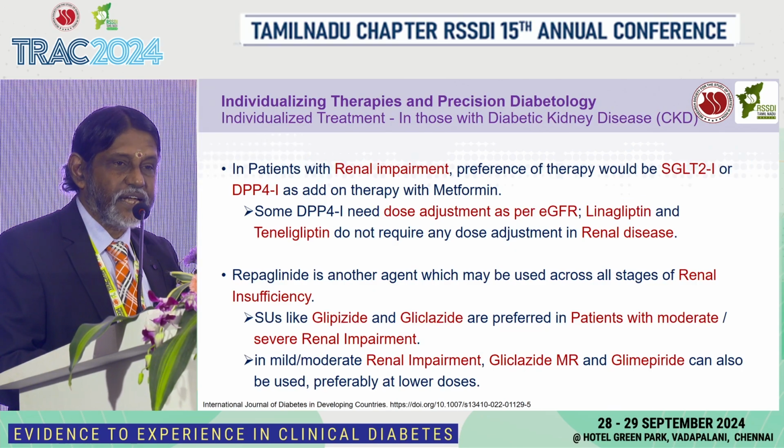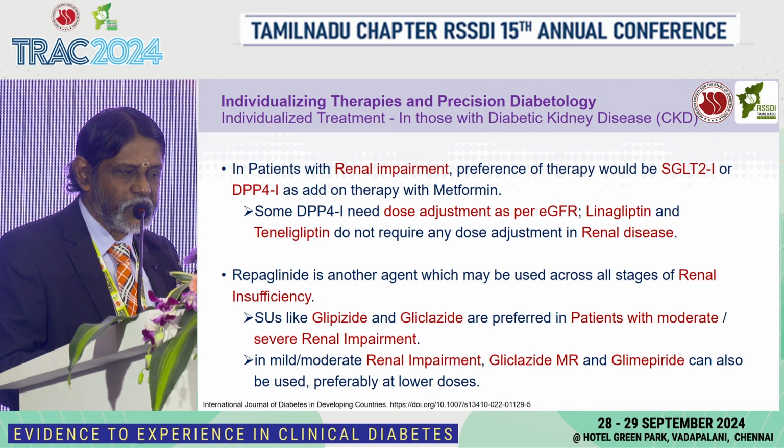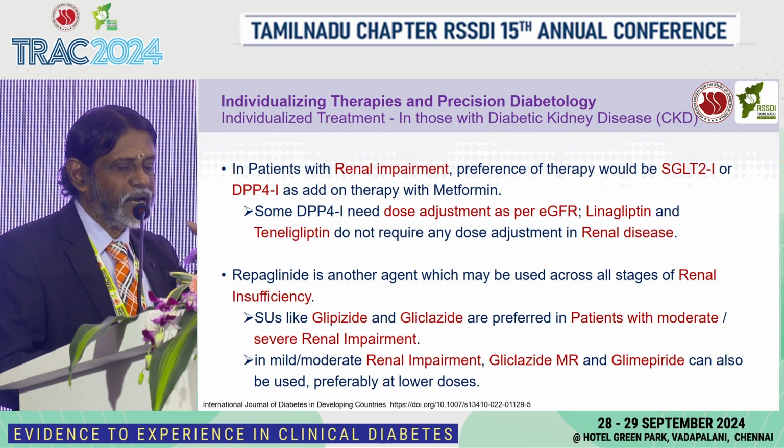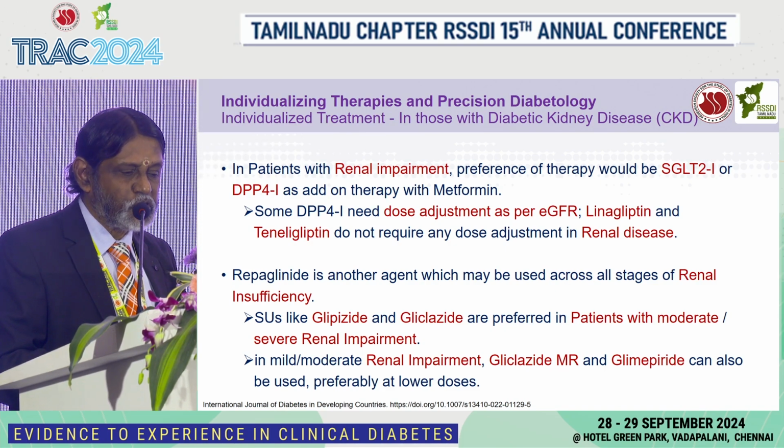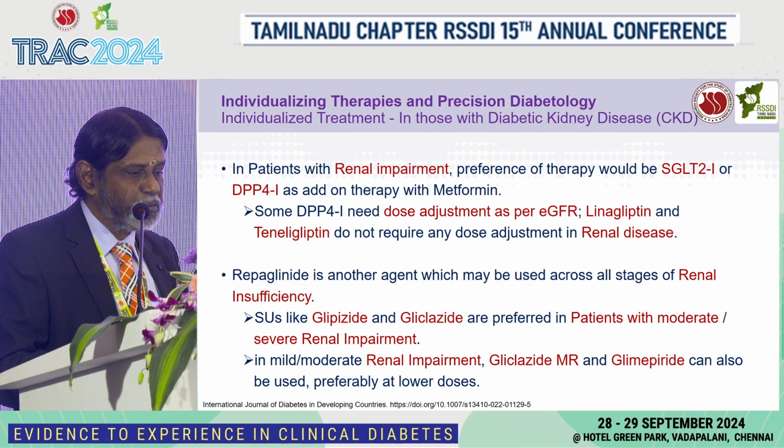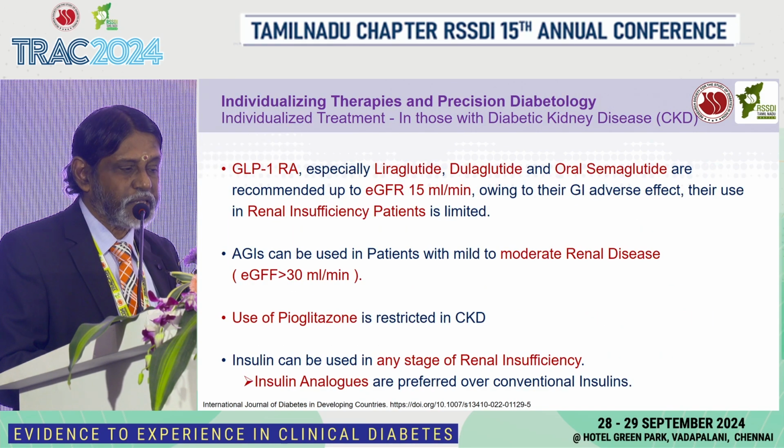Next is CKD. C stands for CKD. In patients with renal impairment, preference of therapy would be SGLT2 inhibitors or DPP-4 inhibitors, and some DPP-4 inhibitors need adjustment as per eGFR. Repaglinide is another agent which may be used across all stages of renal insufficiency. And sulfonylureas like gliclazide as well as glimepiride, with dosage modification, can be prescribed in patients with renal impairment.